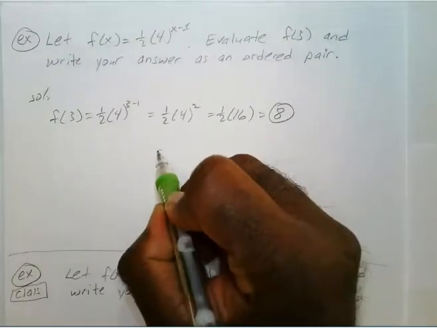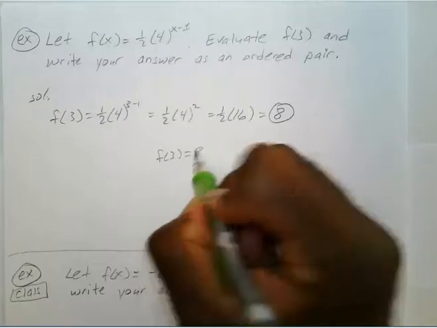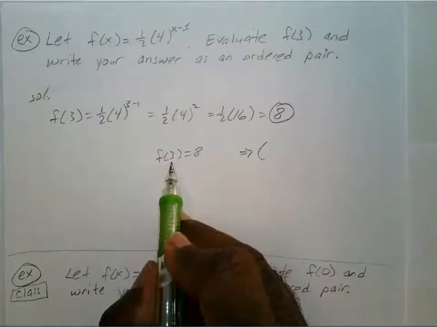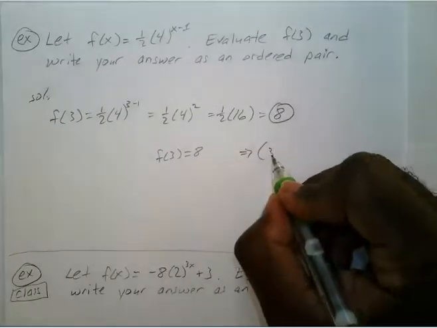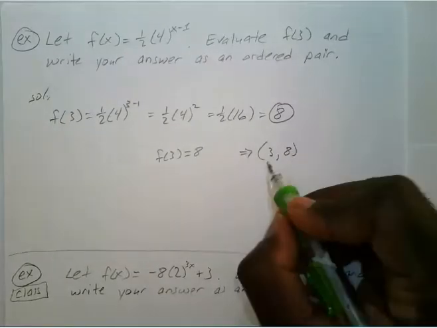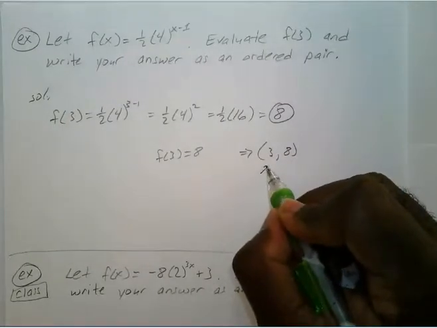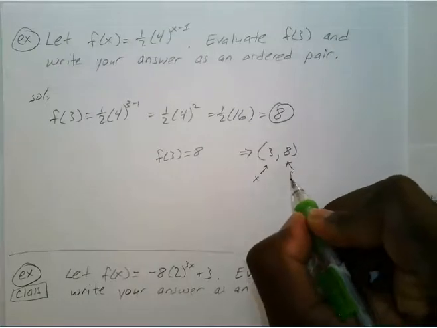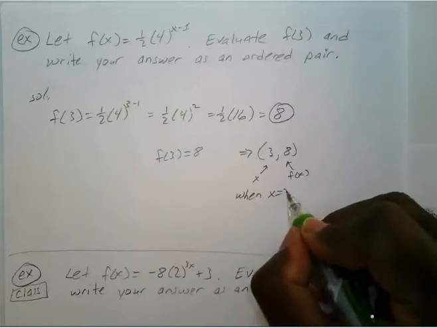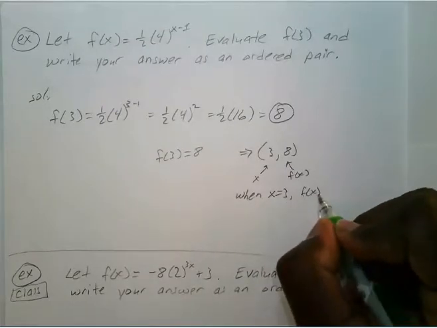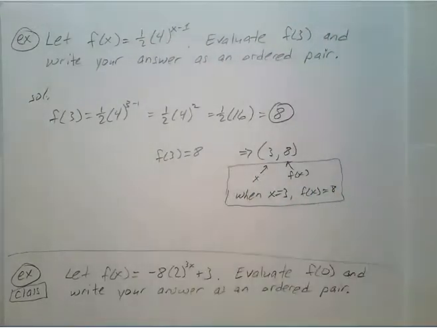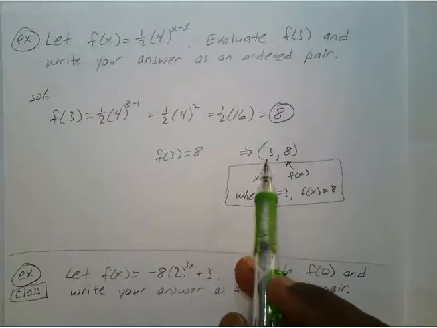So we know that f of 3 is equal to 8. But to write it as an ordered pair, this just shows that when x is equal to 3, your f of x is equal to 8. So this is your x, and this is your f of x. When x is equal to 3, f of x is equal to 8. This is really all that means, and this is your ordered pair answer.